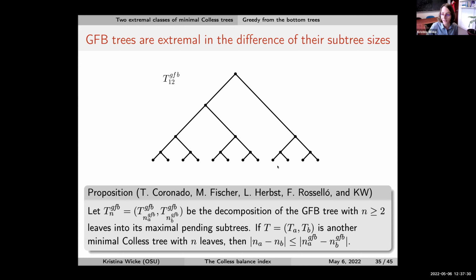This will never give a minimal Colless tree. And so here, the intuition is that the difference in subtree sizes in the greedy from the bottom tree can be quite big. So for the root, the value we get for the Colless index would be 8 minus 4, which is 4, which is quite big for 12 leaves.